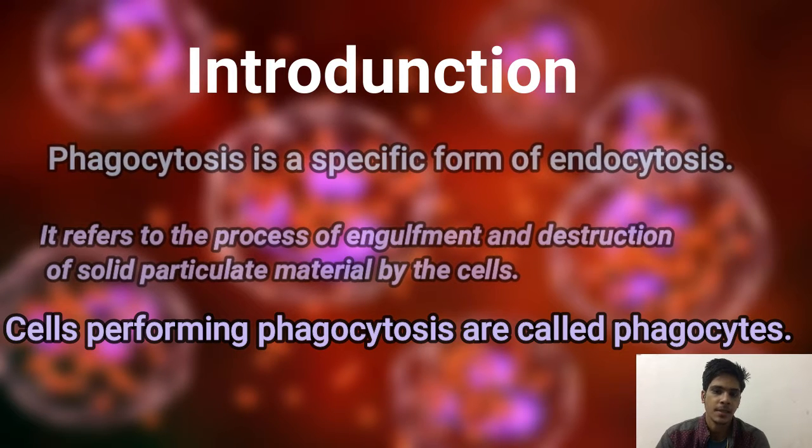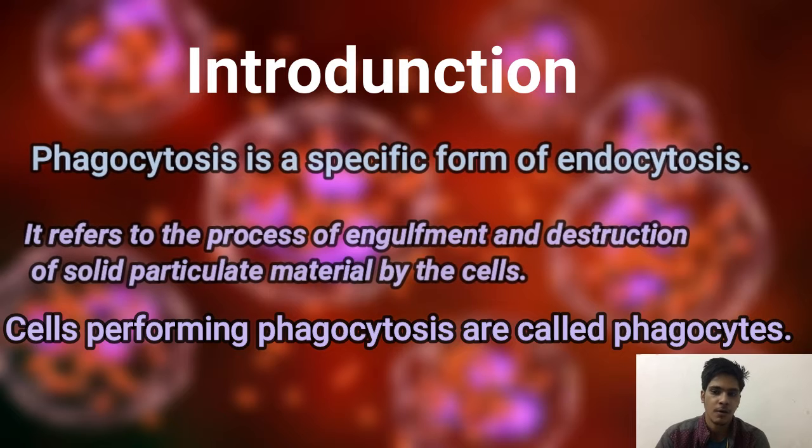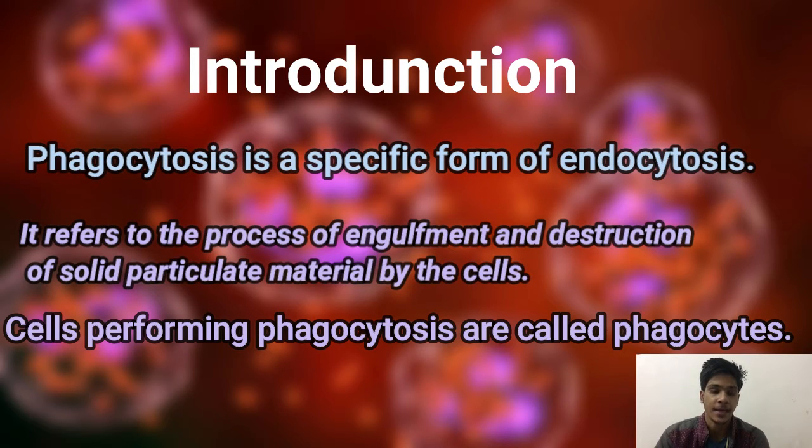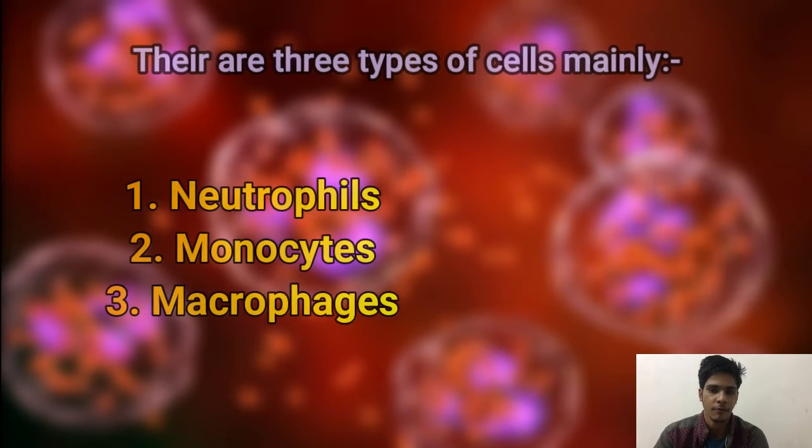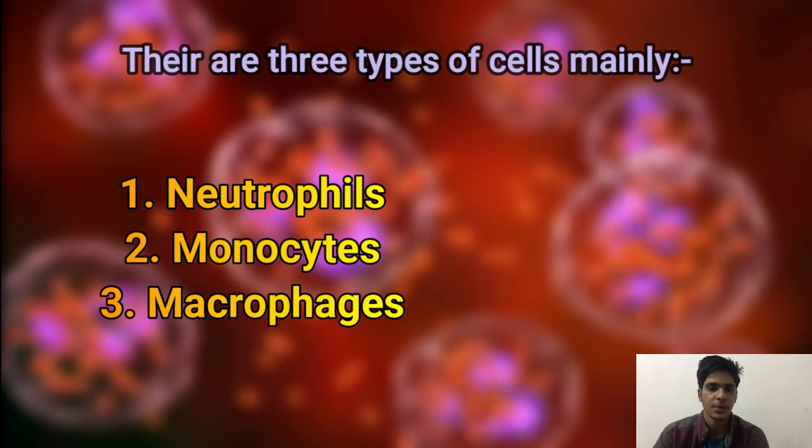Phagocytosis is a specific form of endocytosis, and it refers to the process of engulfment and destruction of solid particulate materials by the cells. And we can say cells performing phagocytosis are mainly known as phagocytes. There are three types of cells mainly: first, neutrophils; second, monocytes; and third, macrophages.